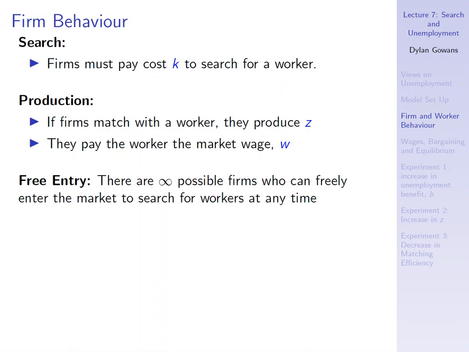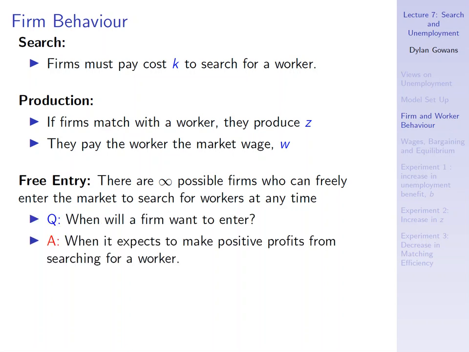Now we have this concept of free entry. Remember I said there's an infinite number of possible firms who can freely enter the market at any time to search for workers. This is what we call free entry. At any time, any number of firms can enter the market. So you might say, when will a firm want to enter? The answer is, it'll want to enter if it expects to make positive profits from searching for a worker. I'm going to enter the labor market and search if I think that it will yield positive profits on average. So what are expected profits of the firm?